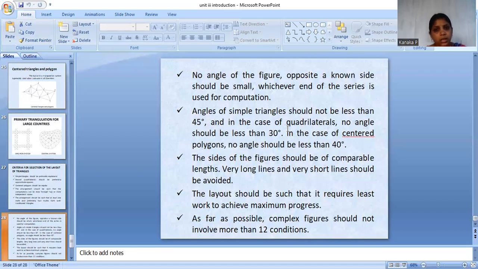So let's conclude the triangulation and the error topics. Any queries may be discussed on mistakes and errors. Today's session is over. Thank you.